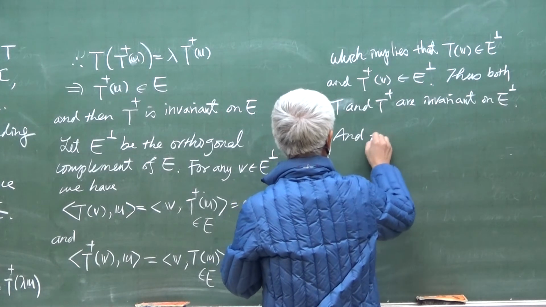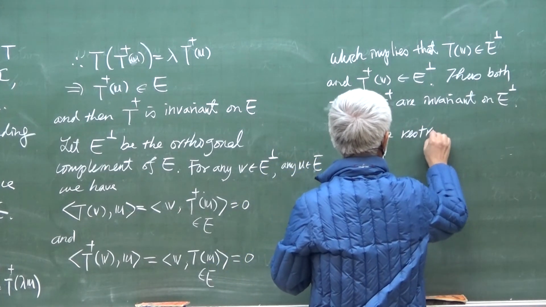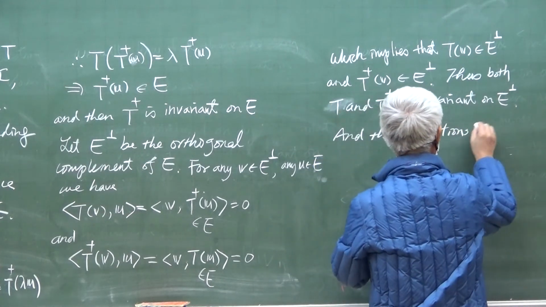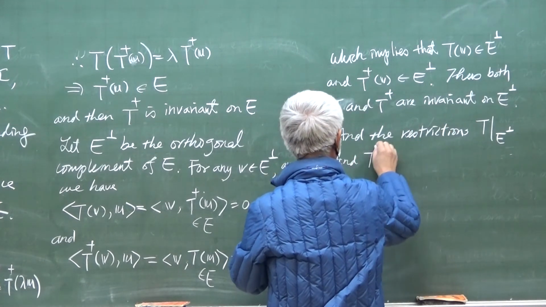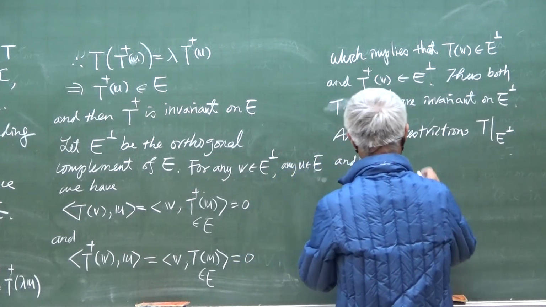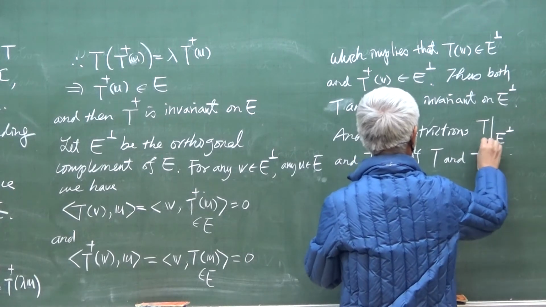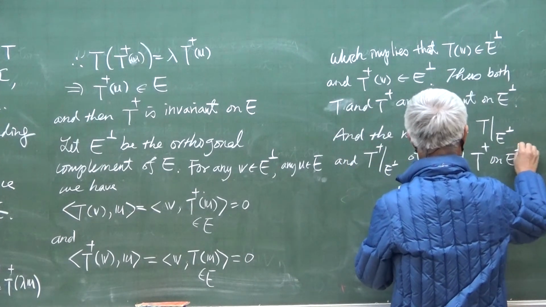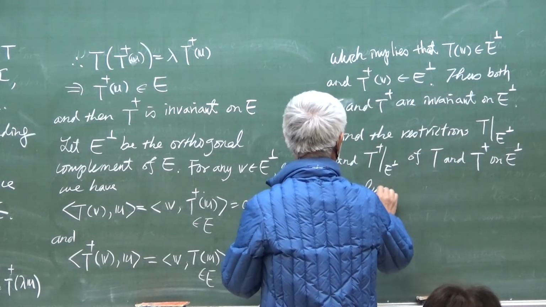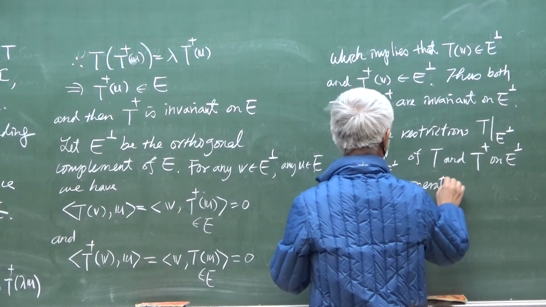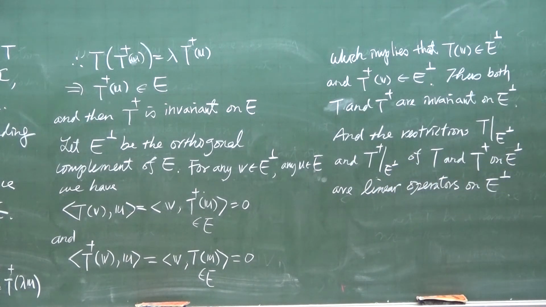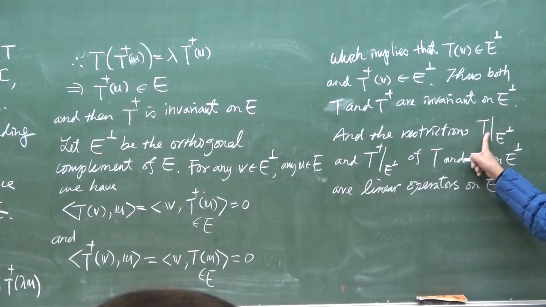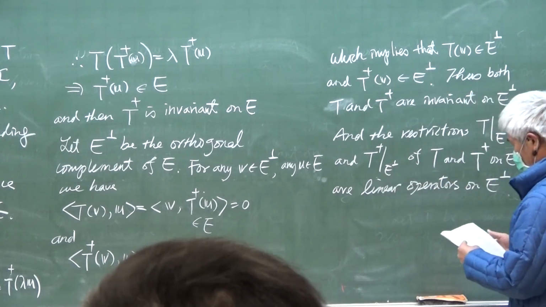And the restriction of T on E perp and T dagger on E perp, the restrictions of T and T dagger on E perp, are linear operators on E perp. Okay? So they are on E perp. So we consider the restriction of the original T and T dagger on E perp.